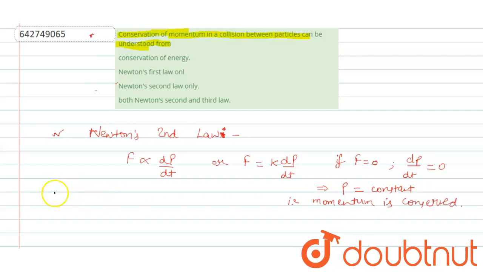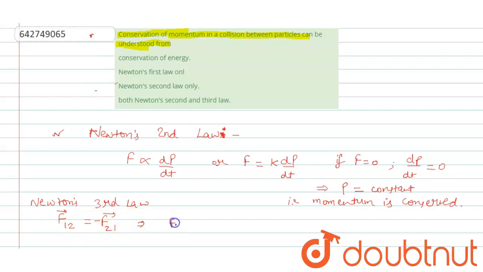Right? According to Newton's third law, every action has an equal and opposite reaction. Magnitude and direction is opposite. The force acting on first body due to second, and force acting on second body due to first, they are equal in magnitude and opposite in direction.